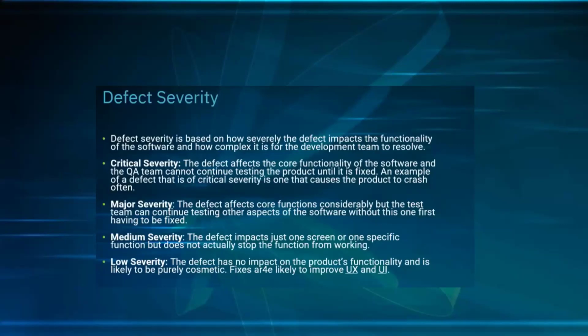So critical is mainly like a blocker. You guys have heard me say blocker, or showstopper. Please put your question in the chat. So critical is a blocker, or you can say a showstopper. It says the defect affects the core functionality of the software, and the QA team cannot continue testing the product until it is fixed. That's why I said it can be classified as a showstopper. Everything will stop until it is fixed.